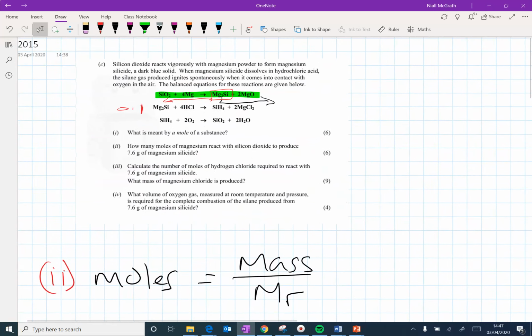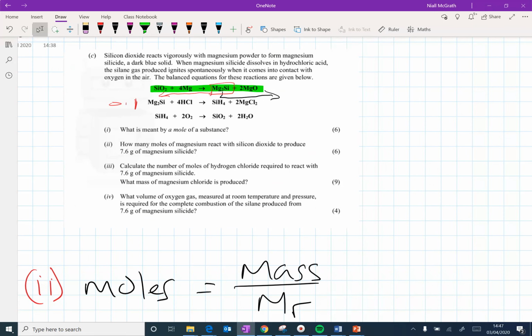The last part of our question then says, what volume of oxygen gas measured at room temperature and pressure is required for the complete combustion of silane produced from 7.6 grams of magnesium silicide? So what volume of this oxygen here is required for the complete combustion of the silane produced from 7.6 grams of magnesium silicide. So that silane is the product of the second reaction. It's the other product of the second reaction.